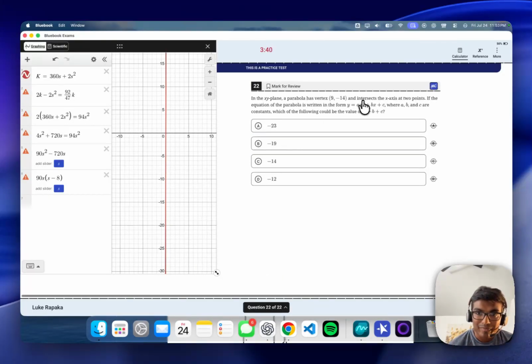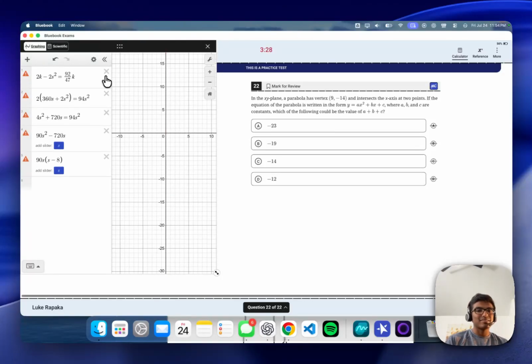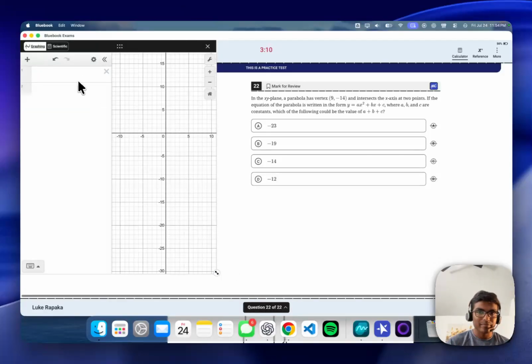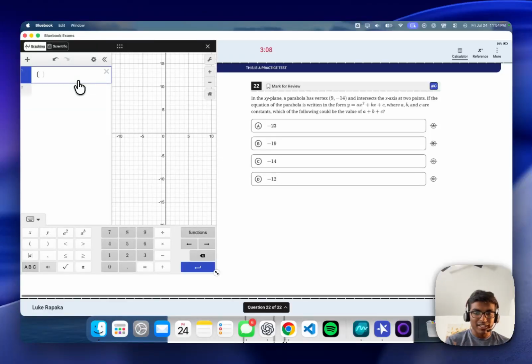Okay, if the vertex of the parabola is written in the form where a, b are constants, which of the following could have been the value of a, b, c? Okay, so what I would do here, let's put this into vertex form: x minus 9 squared.